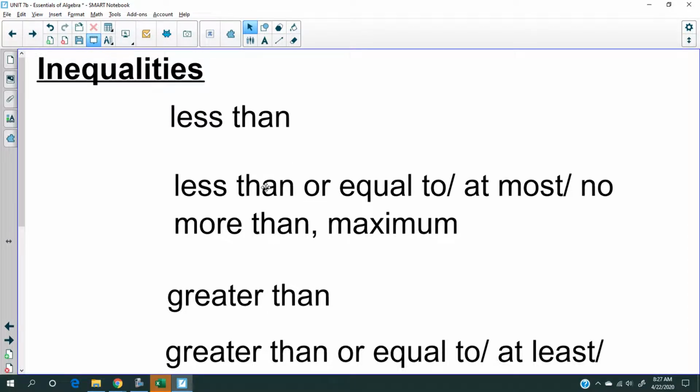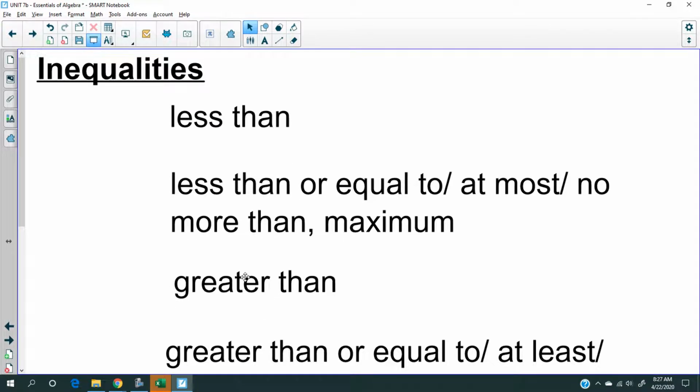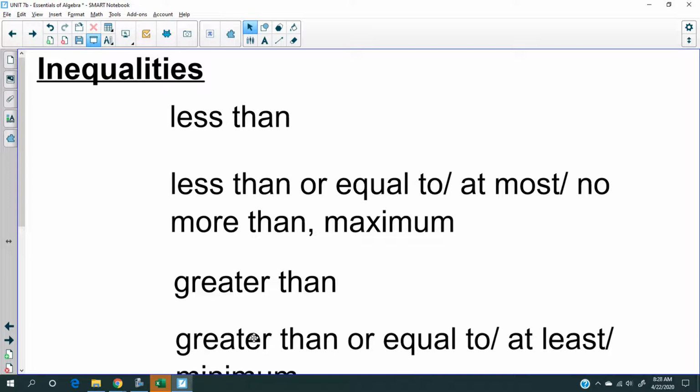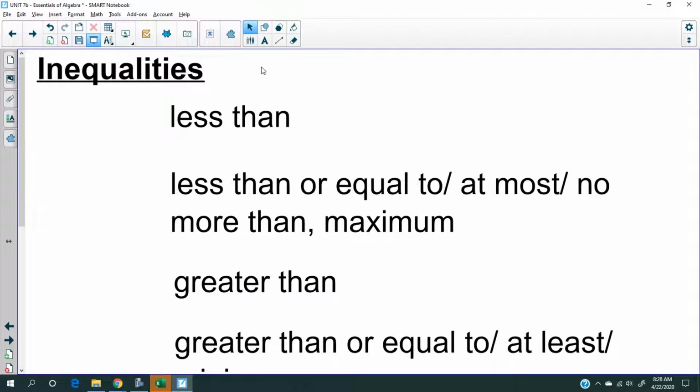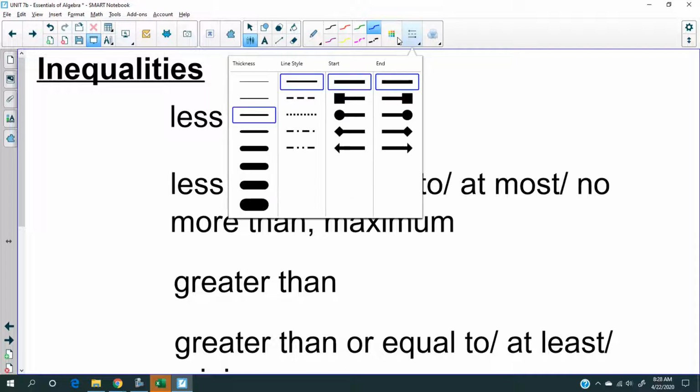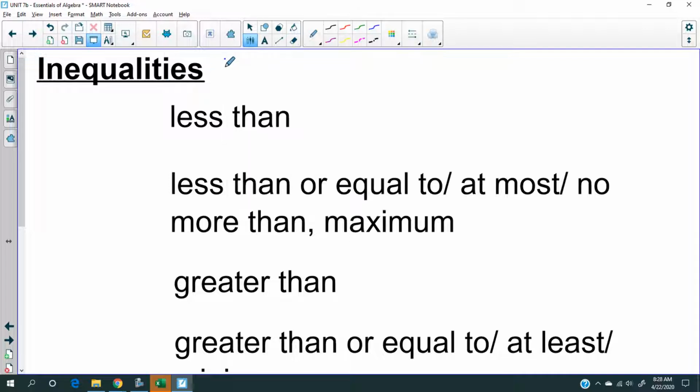So, okay, all right. I'm going to go a little slower so you guys can actually copy this. Okay. So, all right. So the first symbol.